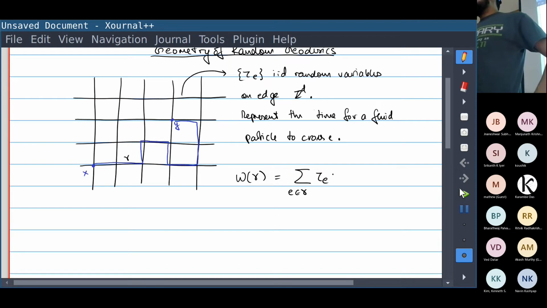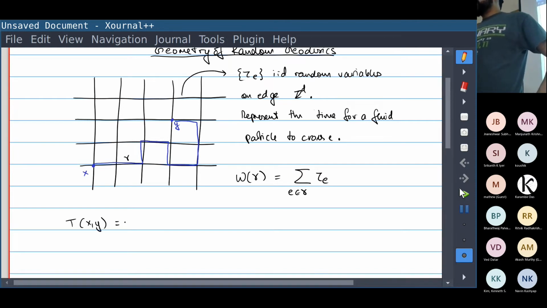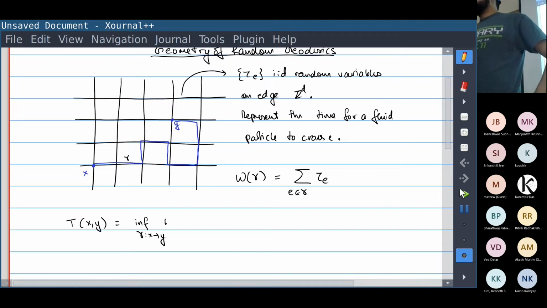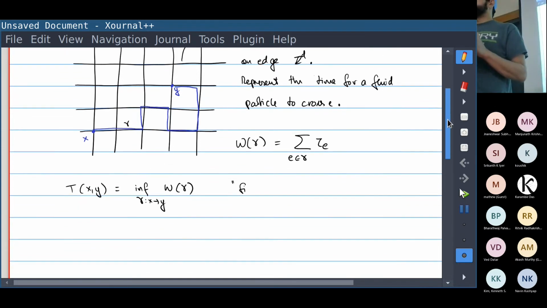Of course, I'm interested in a quantity called the first passage time, which is the infimum over all paths from x to y of the weight of each path. So it's the first time that a droplet of fluid released at x would reach the point y. That's my simplistic description of this percolation phenomenon, and this is my precise mathematical model.